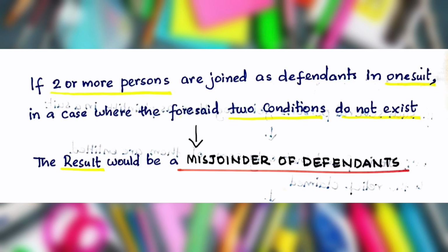If two or more persons are joined as defendants in one suit, in a case where the aforesaid two conditions do not exist, the result would be a misjoinder of defendants.